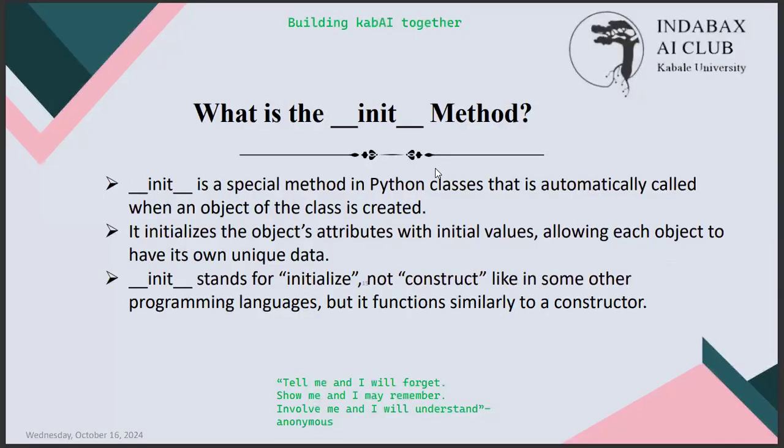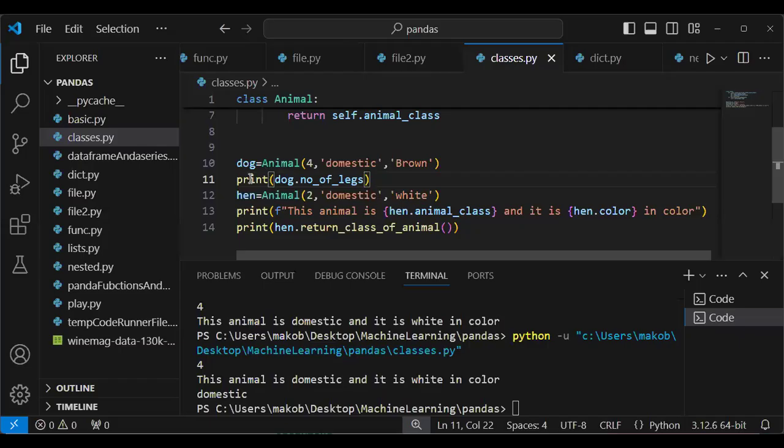Then what about the init method? Why do we have it? It is a special method in Python classes that is automatically called when an object of the class is created. So whenever you create an object, like this dog object here, that init method is automatically called.